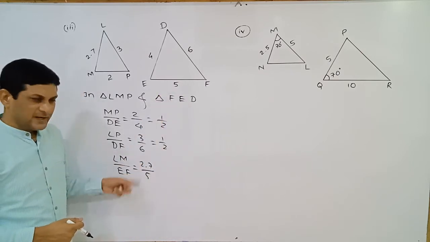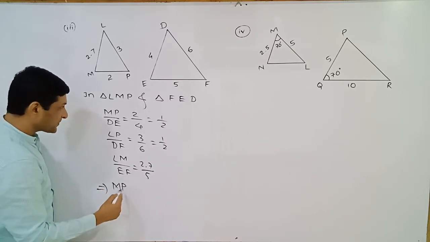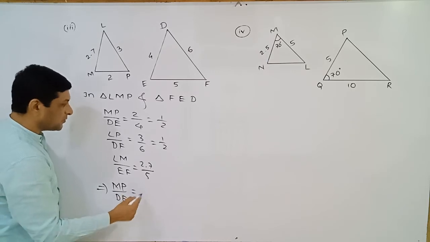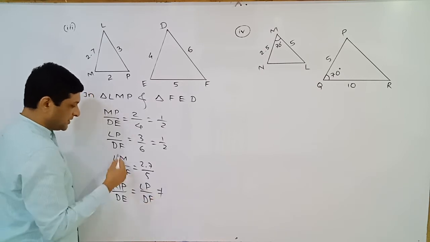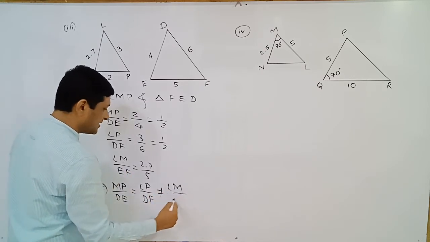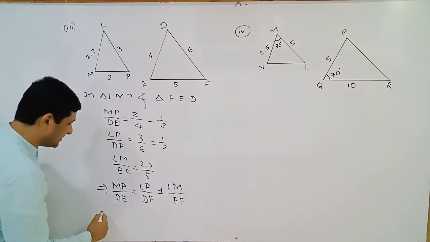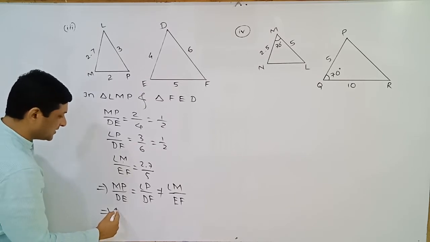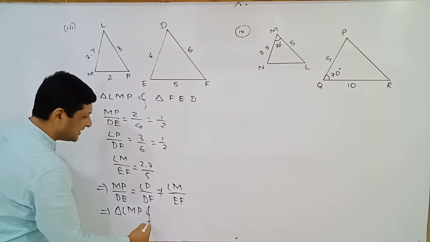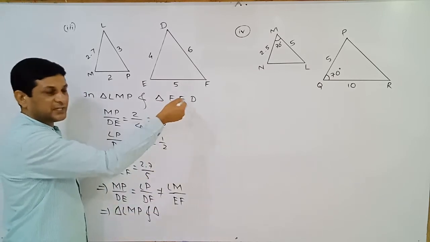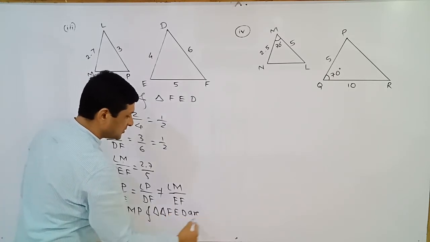Now here already it is in the simplest form. So here we can observe that MP upon DE is equal to LP upon DF, but it is not equal to LM upon EF. Since the corresponding sides are not in proportion, these two triangles are not similar. So therefore triangle LMP and the second triangle, triangle FED, are not similar.